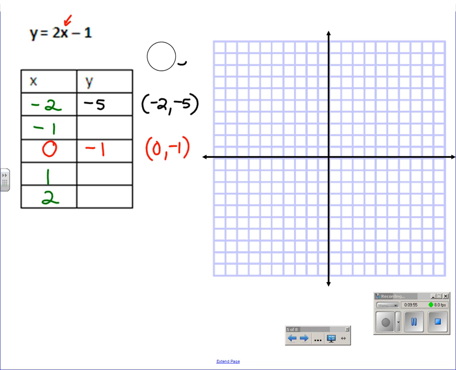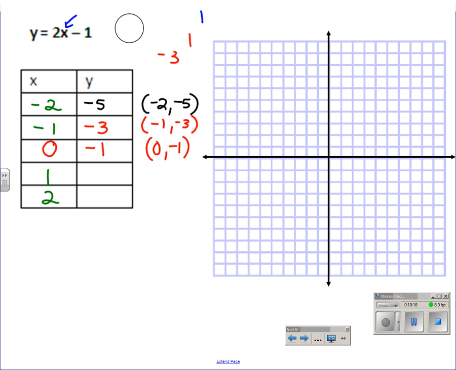All right, let's try the next one. So erase that. I'm going to put a -1 in for x. So I'm going to do 2 times negative 1 minus 1. All right, 2 times negative 1 is negative 2. Take away 1, add the opposite, and I get negative 3. All right, so I fill that in my table, and my new point is negative 1 comma negative 3.